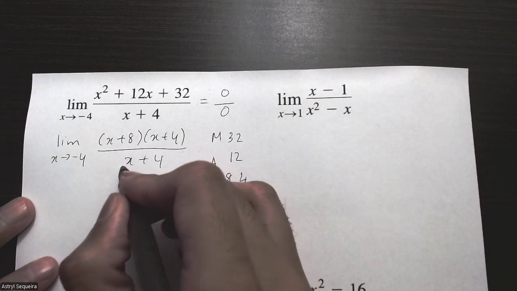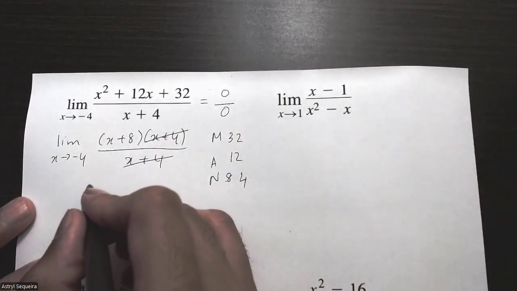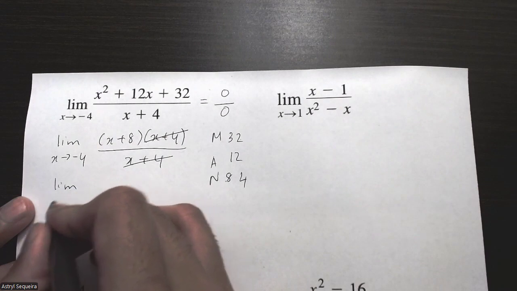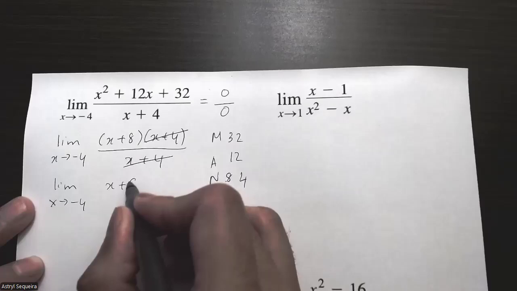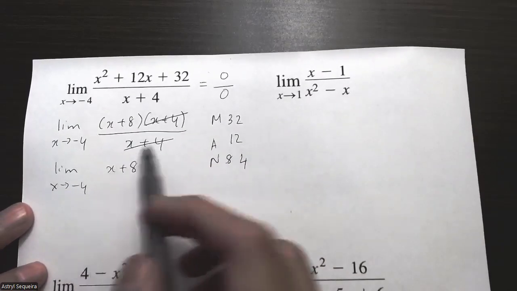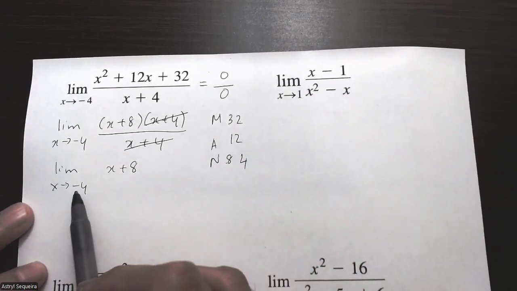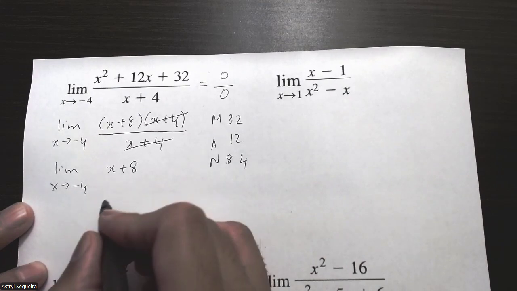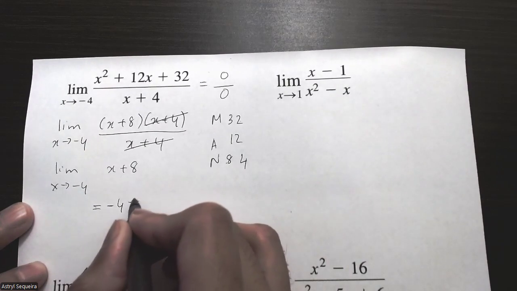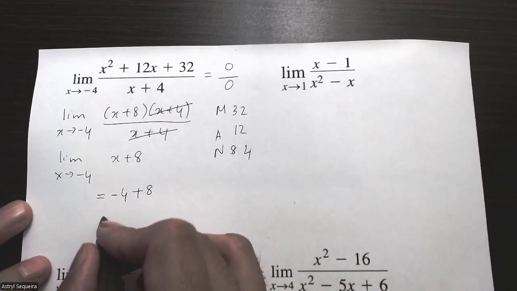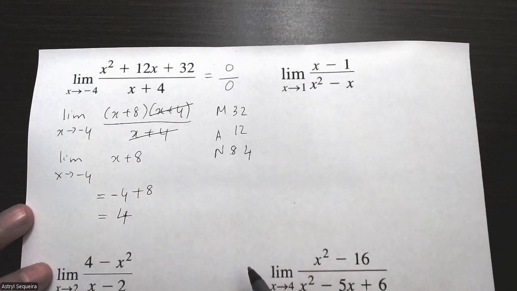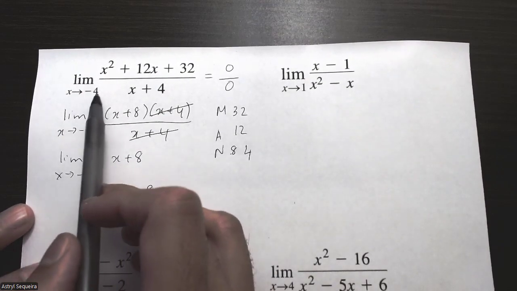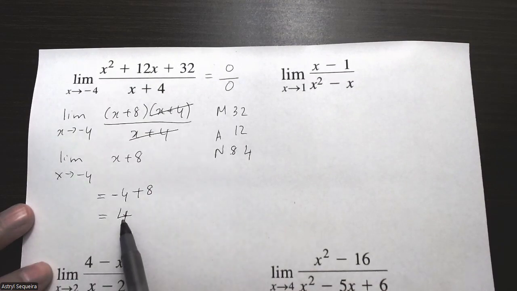And now I can cancel the two x plus 4s because they're identical. I'm just left with lim x approaches negative 4, and then it's just x plus 8 over 1, which is just x plus 8. Now that I've done the cancellation, I can sub in my limit again. That's just going to be negative 4 plus 8, and that makes my final answer positive 4. So as x is approaching negative 4, the function approaches positive 4.